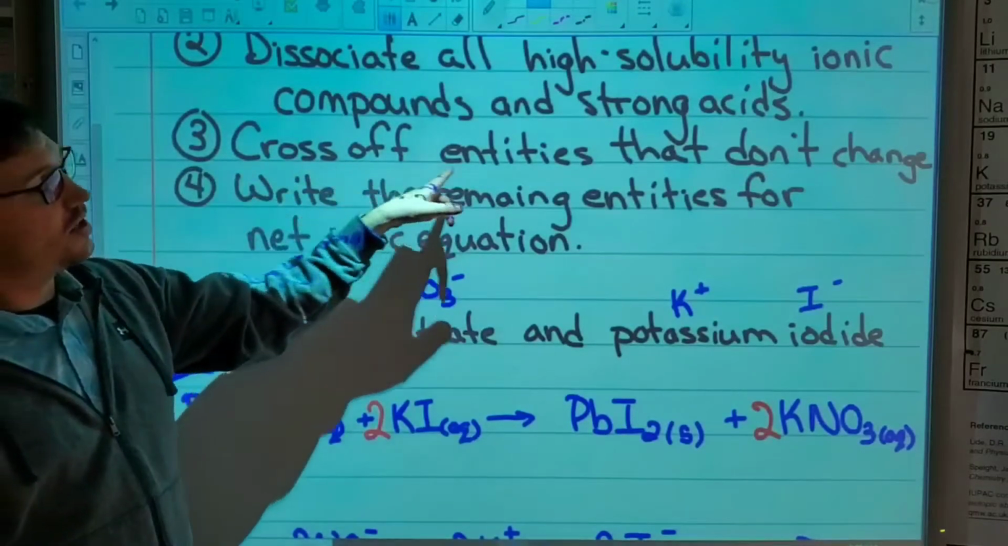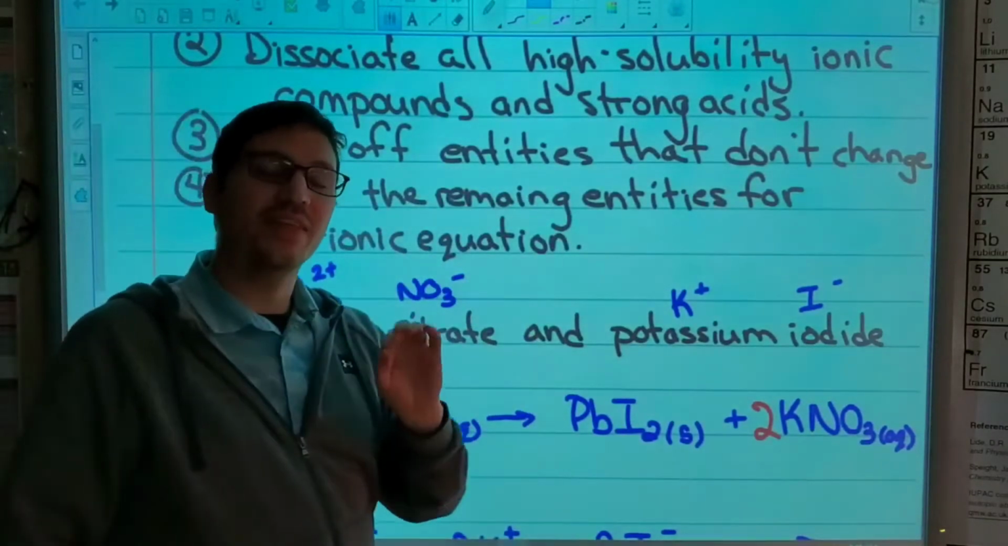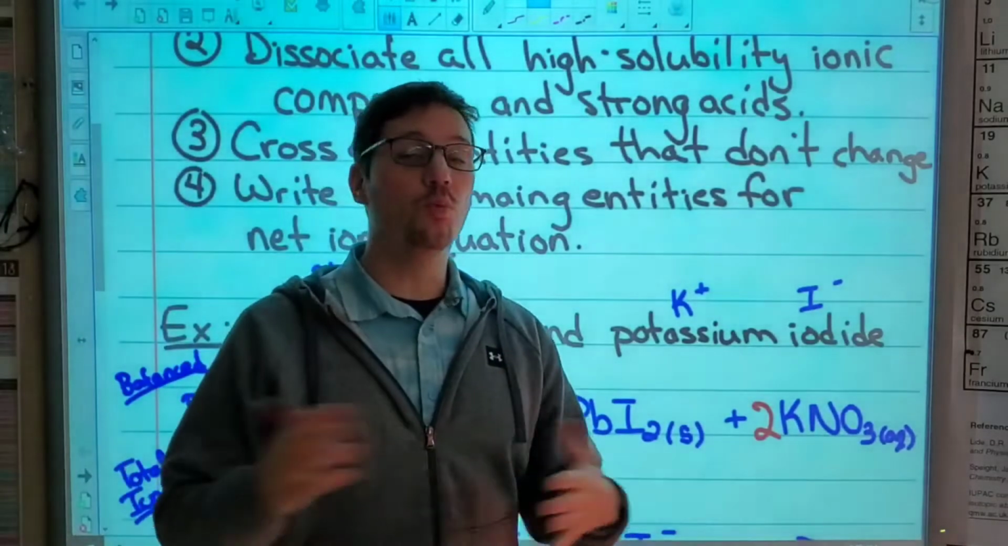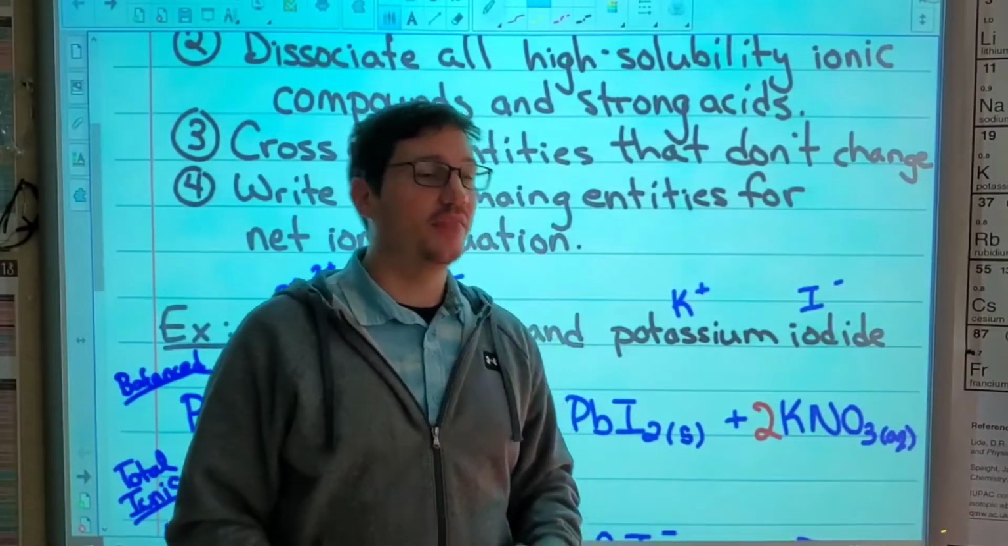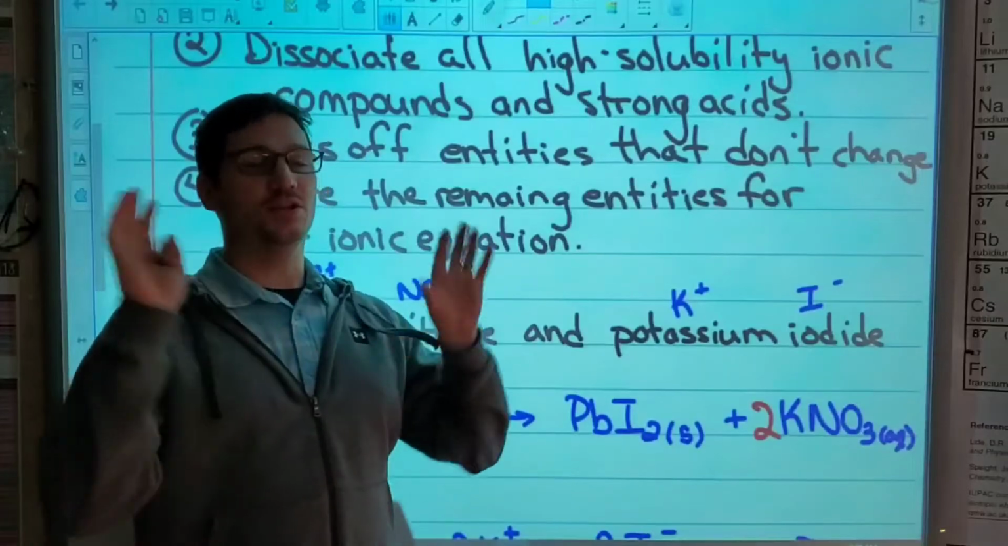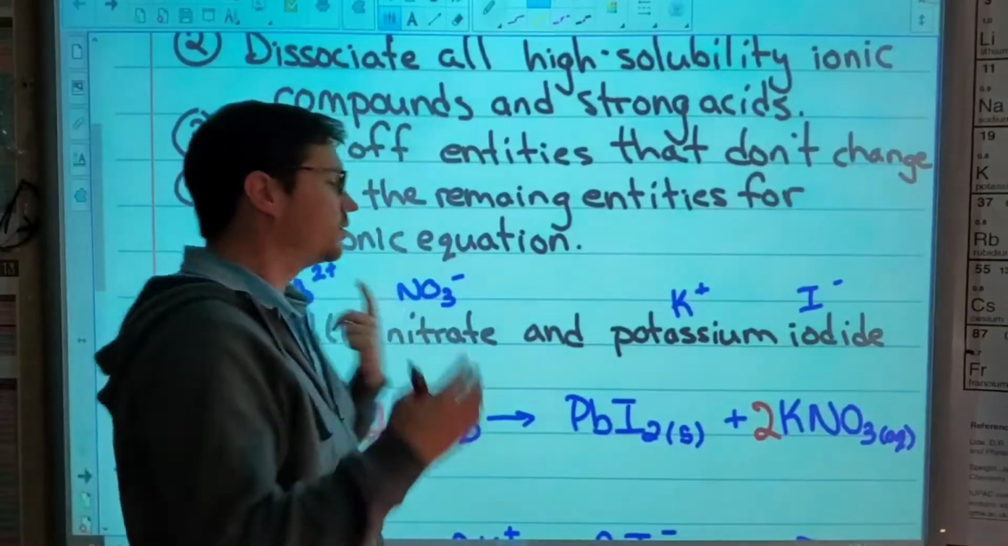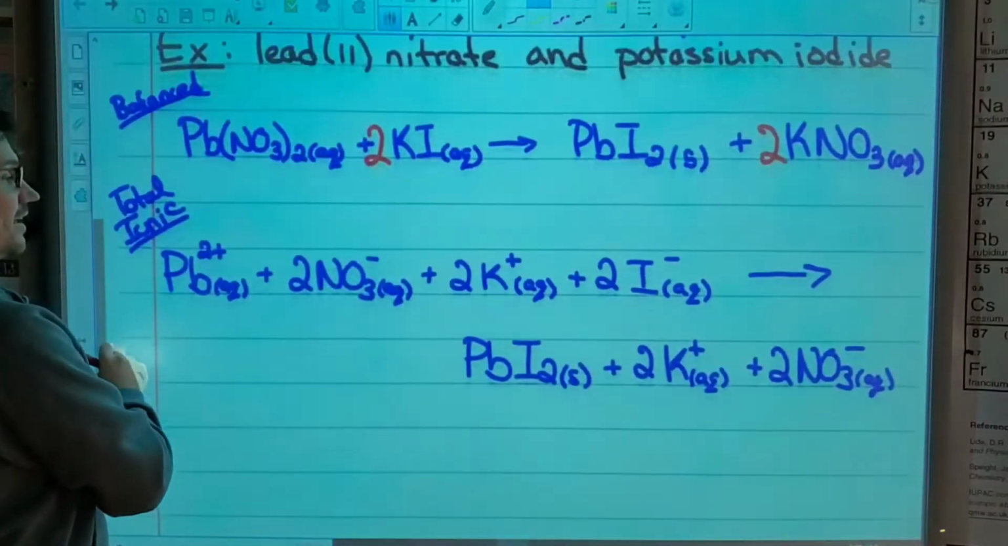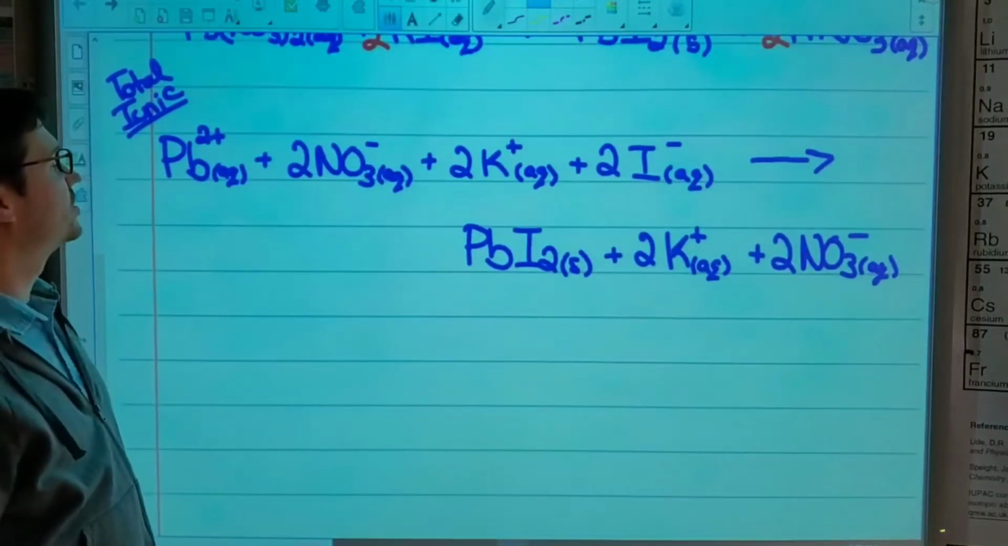Number 3, cross off any entities that don't change. If they don't change, they weren't involved in the reaction. They were just sitting there eating popcorn and watching the show unfold. So let's see if there's anything in here that did change.